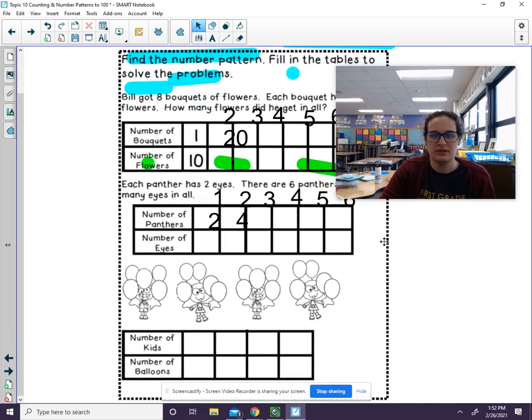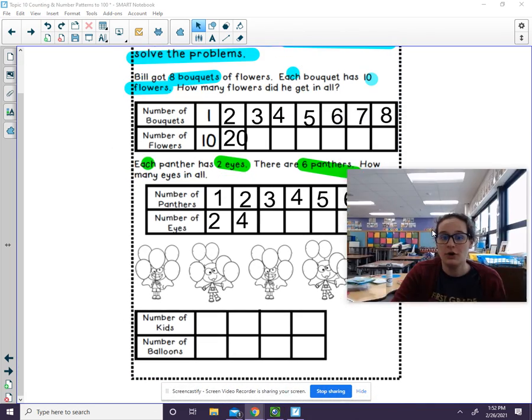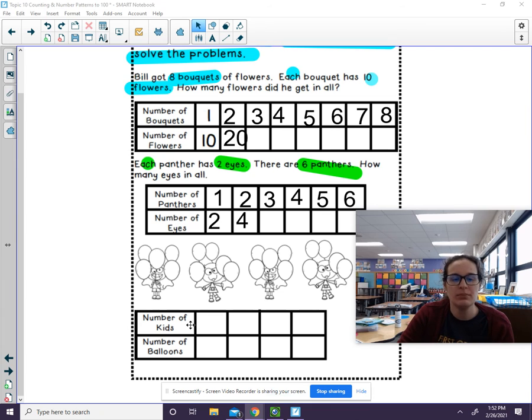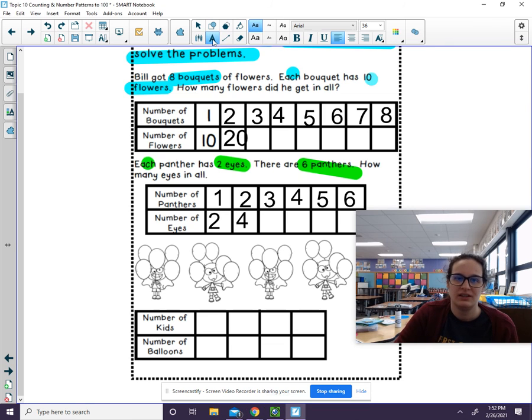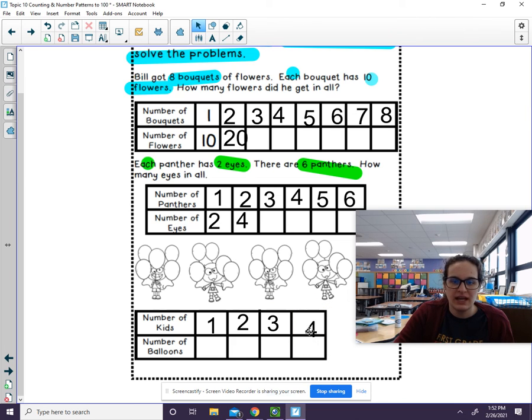Here is the last one. There is no words, but there's a picture. It says number of kids, number of balloons. Okay, well, let's first see how many kids are there. Did you say 4 kids? So we're going to fill that in right here. 1, 2, 3, 4. The next part in the table says number of balloons, and I'm guessing they want to know the total of balloons.